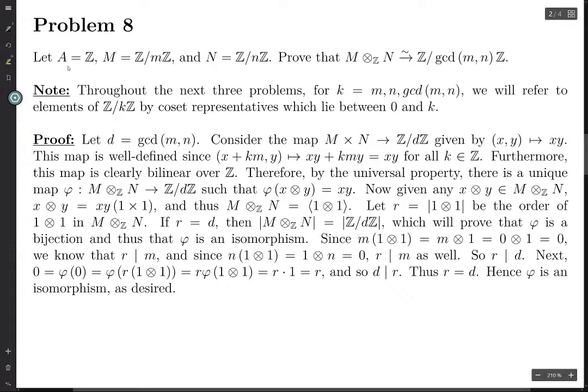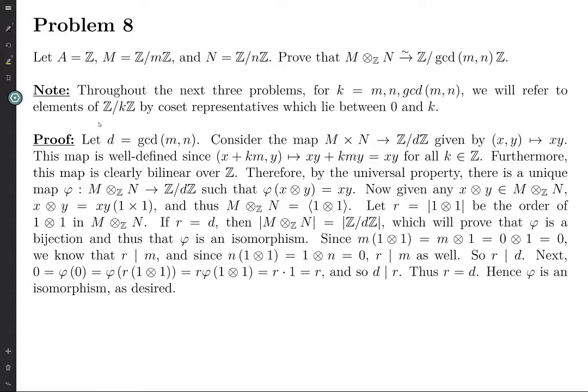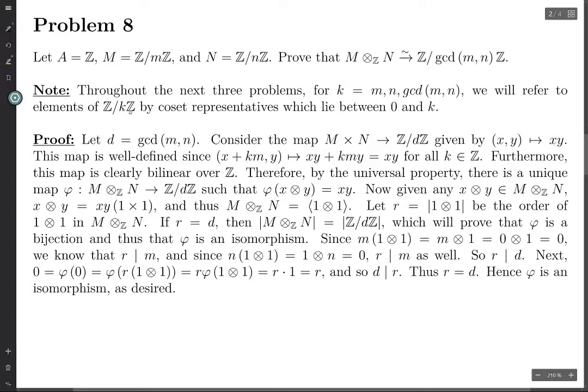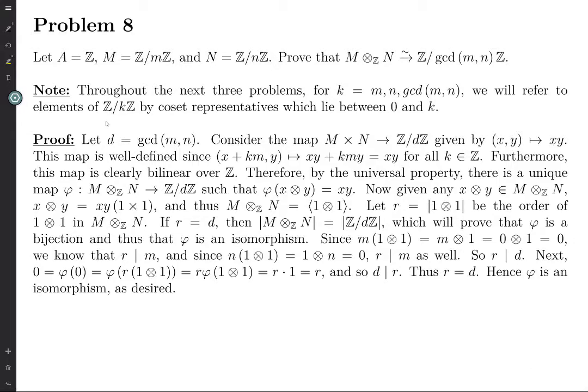Alright, so we're going to let A be the integers, m is Z mod mZ, n is Z mod nZ. Prove that this tensor product is isomorphic to this quotient. So we're going to refer to elements of these quotients by coset representatives, just because I find that the most natural. Like, you refer to elements of Z mod kZ, I'll just label them 0 through k minus 1.